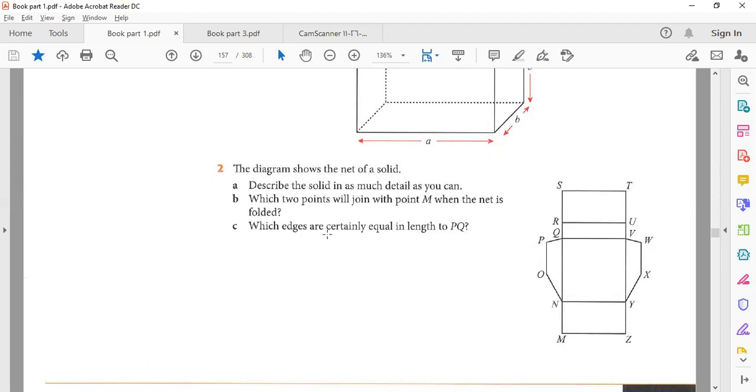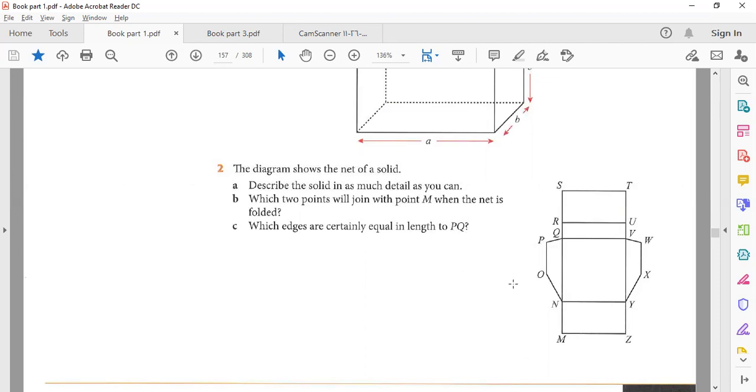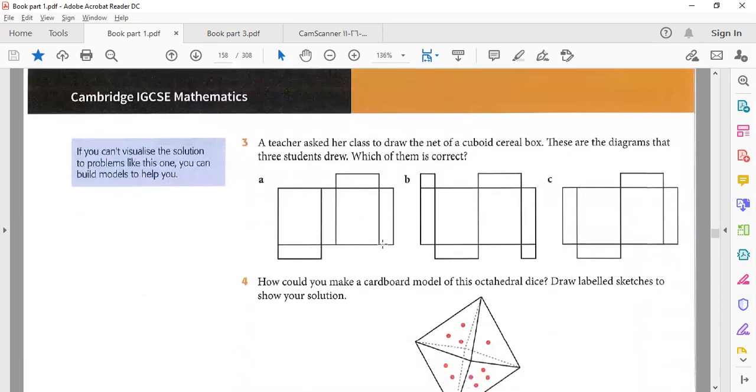Which edges are certainly equal in length to PQ? So where is PQ? Means which lines are certainly equal, certainly means 100% the same, like PQ, that is VM. If you want to see, look here, VM, UV, RQ, and PQ and VM. These are all the same. Such types of questions you will solve.